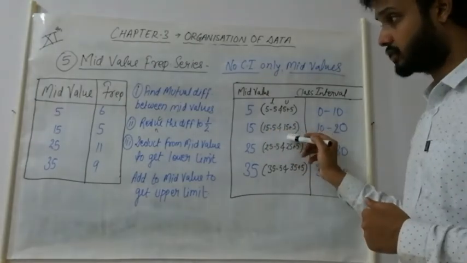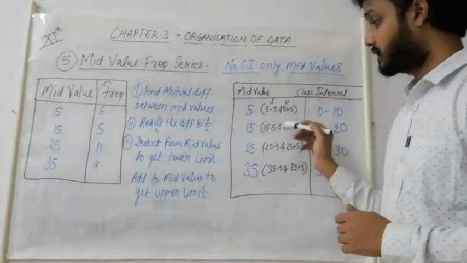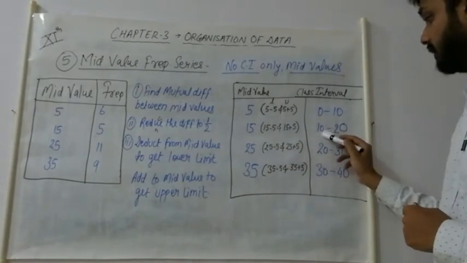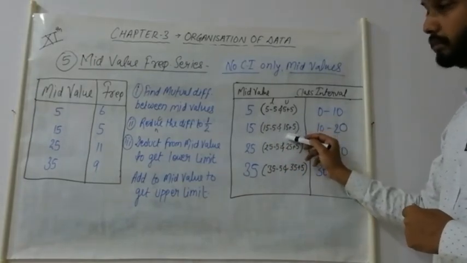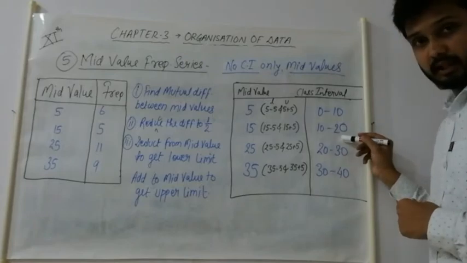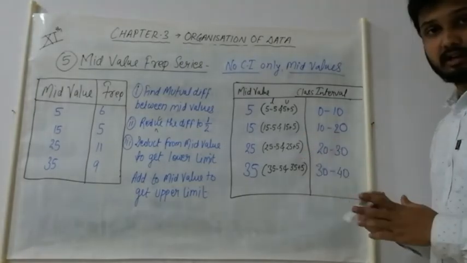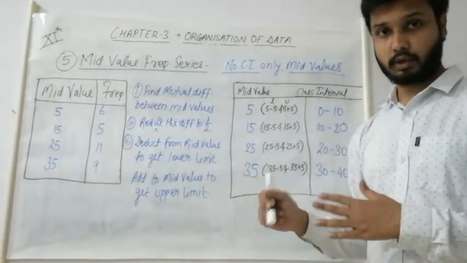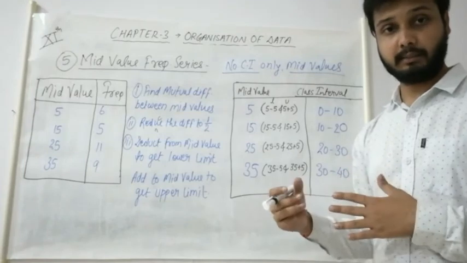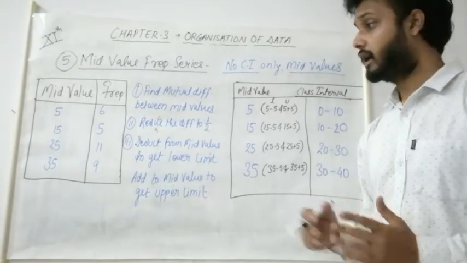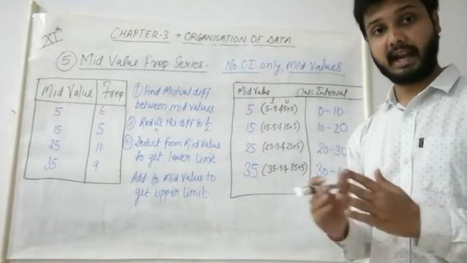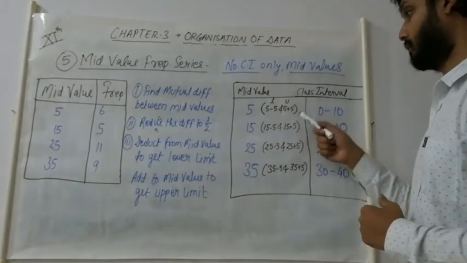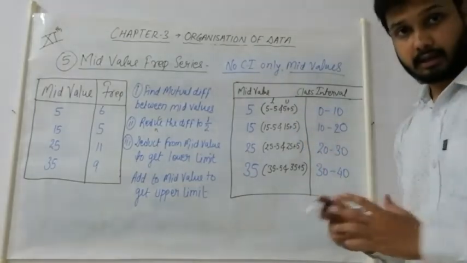In the second step, the same is followed. We subtract 5 from the mid-value 15 to get the lower limit, and then we add 5 to the mid-value to get the upper limit, which is 20. The same steps are followed here also. We just have to find the mutual difference, reduce it to half, subtract it from the mid-value to get the lower limit, and add it to the mid-value to get the upper limit, which ultimately forms our class interval.